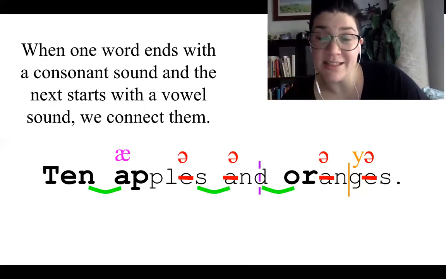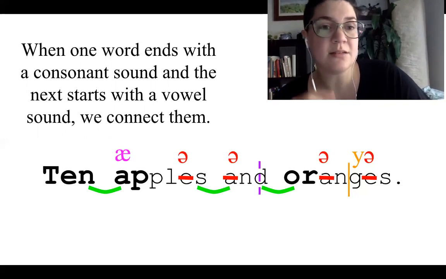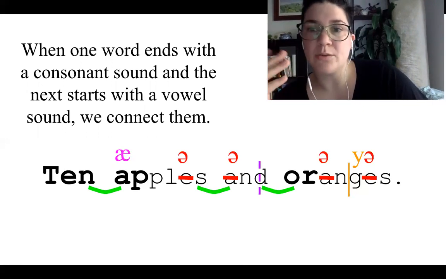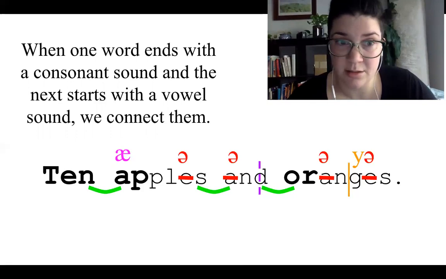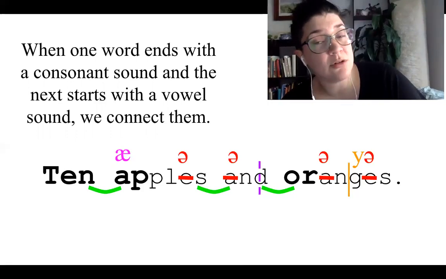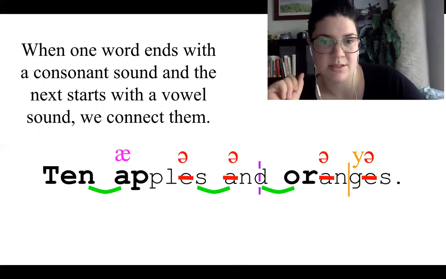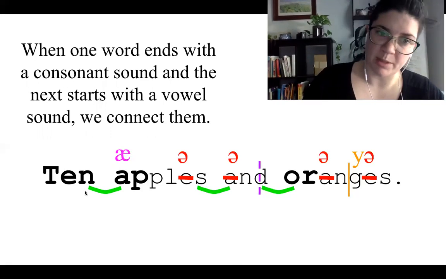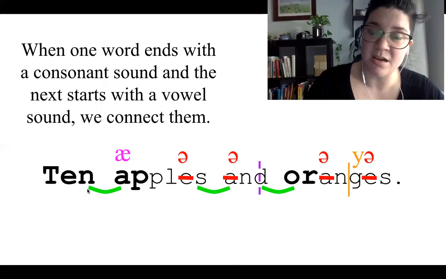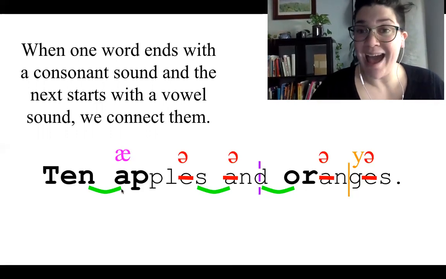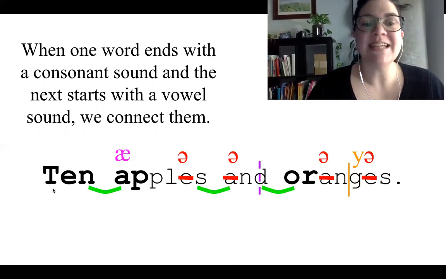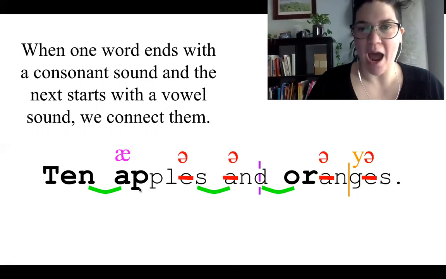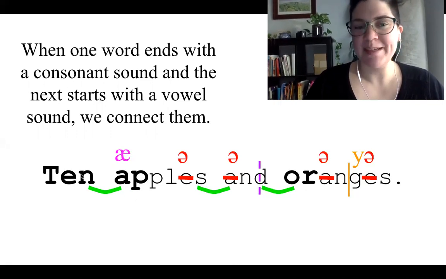When one word ends with a consonant sound and the next word starts with a vowel sound, we connect them. Cuando una palabra termina con un sonido consonante y la próxima comienza con sonido vocal, conectamos estos sonidos. Aquí tenemos 3 ejemplos de eso. So, la primera palabra es 10. No. 10. Después tenemos a. Conectamos. 10 nap. 10 nap.